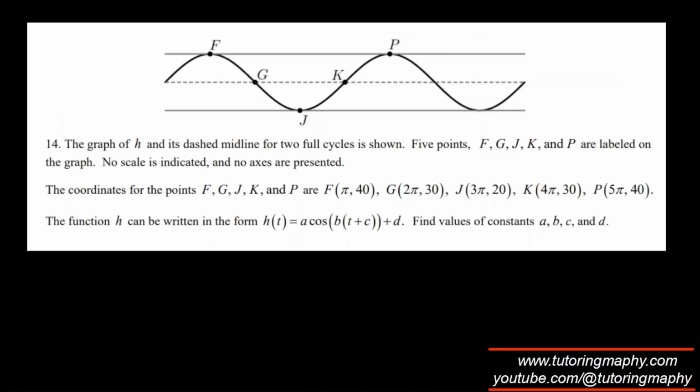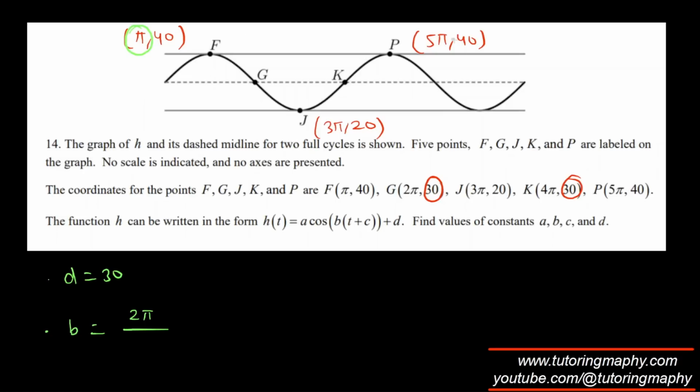Right. For here, I'm going to say that the value of f is pi comma 40, j is 3 pi comma 20, p is 5 pi comma 40. G is 30 here, k is 30 here, so I know that the value of d is 30. I know that the value of b is going to be 2 pi over period, and pi to 5 pi is 4 pi, right? So 2 pi over 4 pi, which is just 1 over 2. That is the value of b.